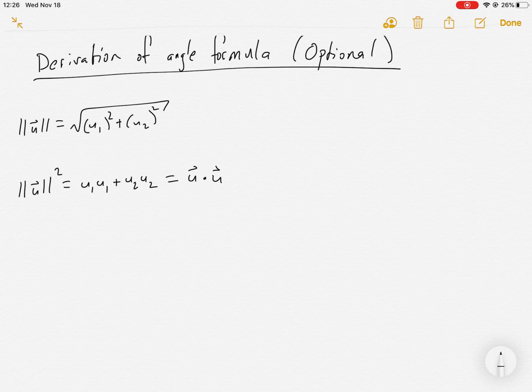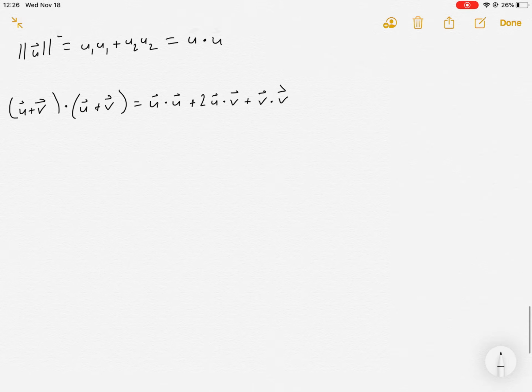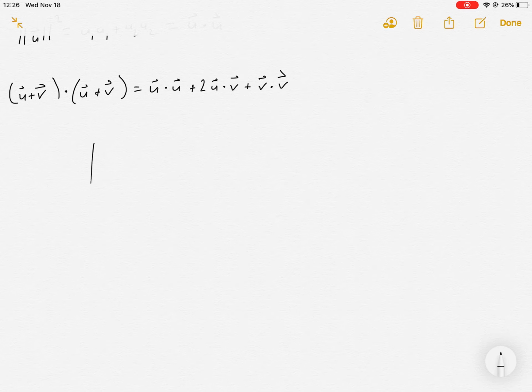And then the other thing I want to mention is if I have u plus v dotted with, say, u plus v, the dot product does work out the same way as regular binomial multiplication. So this equals that. Okay, so we're going to use these two facts in this derivation.